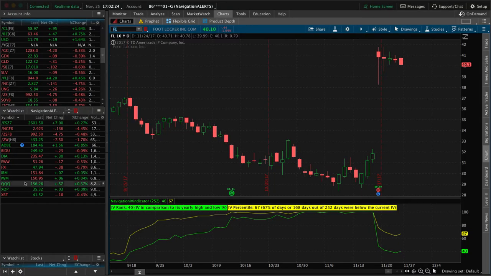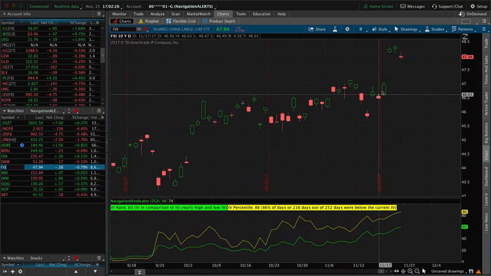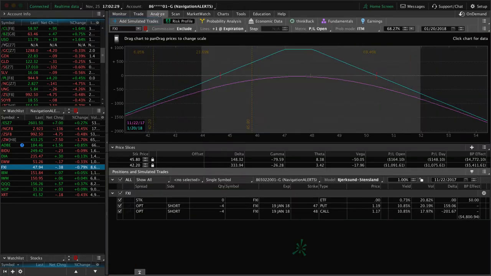So if we take a look at FXI, you can see that big jump up in price there. We rolled those out. So now we've got the short 47 put, 48 call, and price is pretty centered there. So just waiting for some more time to pass and some more theta to come out of those options before we take that one off.